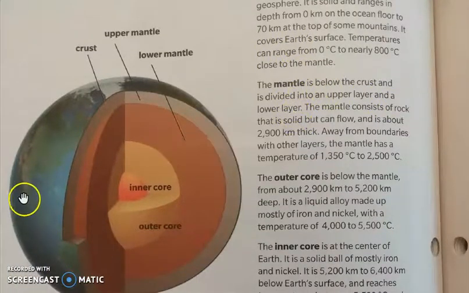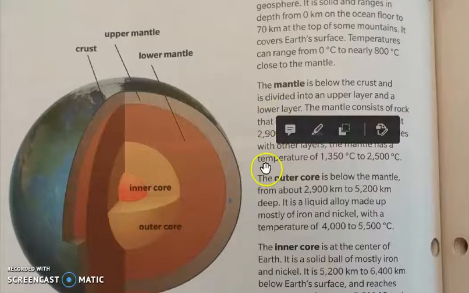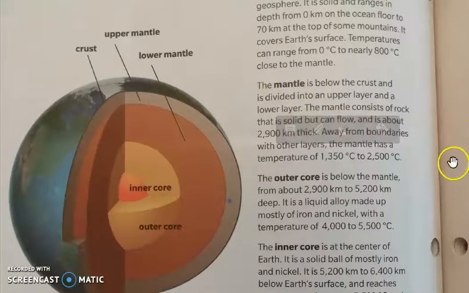Okay, now the mantle is below the crust. It's represented with this white or gray part here, right? It's the next layer down below the crust. It's divided into an upper layer and a lower layer. So we have the upper mantle and the lower mantle, okay? As you can see, this is by far the biggest part of the Earth. It consists of rock that is solid but can flow, like lava, right? Like magma. So it's made out of rock, but sometimes it gets so hot that it can be almost liquid. And it's about 2,900 kilometers thick, okay?